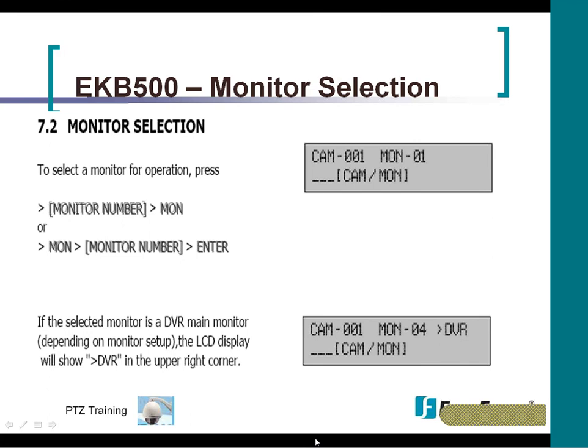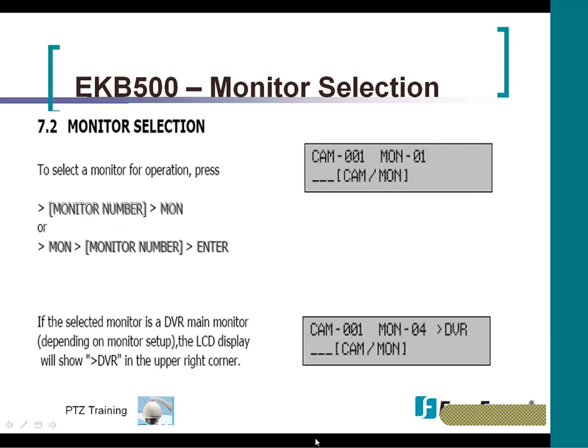This is just a brief description of choosing the different monitor selections. Again, if we were using 3 different monitors or 3 different DVRs, I would go ahead and type in the monitor number and then hit the mon key, or hit the mon key, the monitor number I'm looking for, and then enter. And that will pull up the particular DVR you're looking to work with, and it'll have all the cameras listed as you did under the camera setting menu.